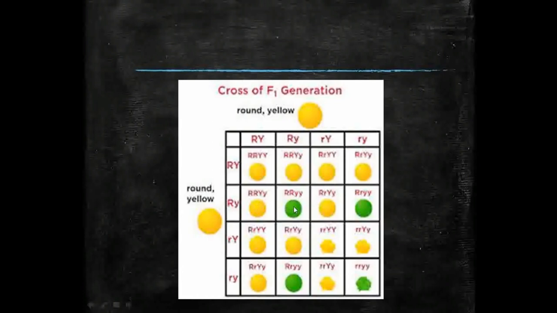Now here the result is different. This will fuse capital R, so it will form a round shape, but in the case of color, there is a small y and small y, so this will give you round but green color, because small y stands for green color. So the seed which we get here is a round shaped but green colored seed.